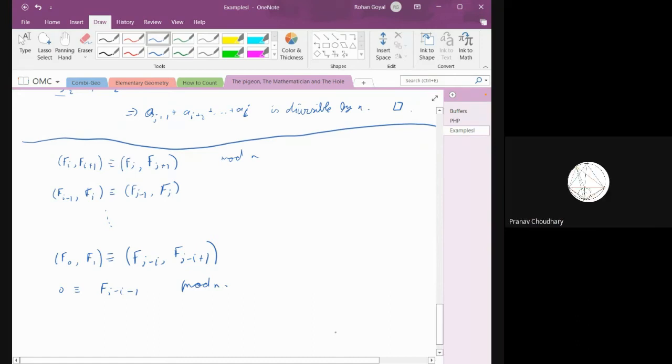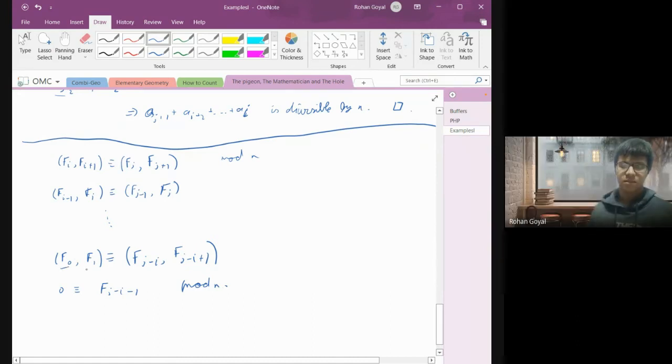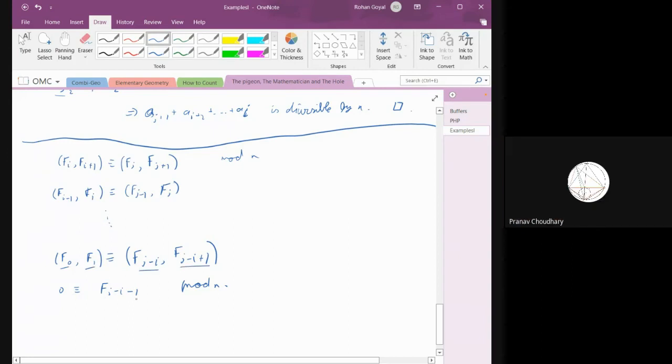How did you do the last step? Oh, this is just 1 comma 1. Both are 1 mod n. Oh. I will take F0. Okay.